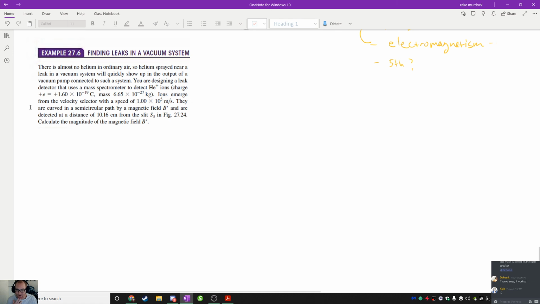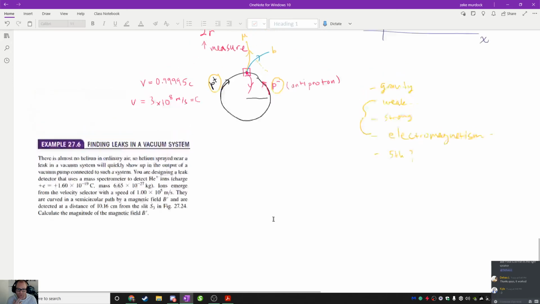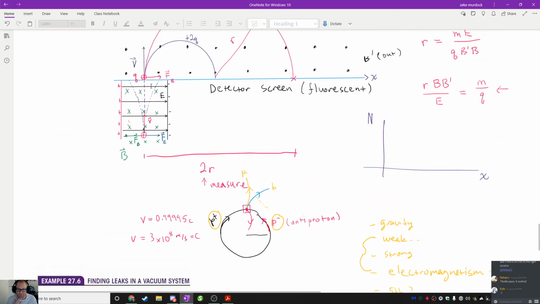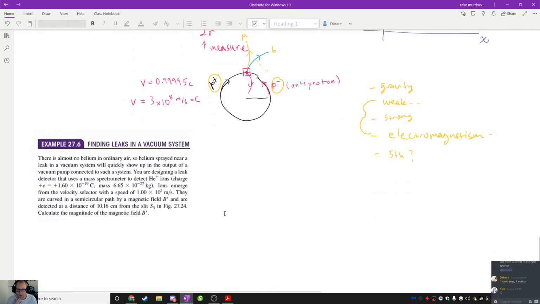They are curved in a semicircular path by a magnetic field B', and they're detected at a distance of 10.16 centimeters from the slit S3 in the figure. For our picture, it's from here, from the slit. We want to calculate the magnitude of the magnetic field B'.